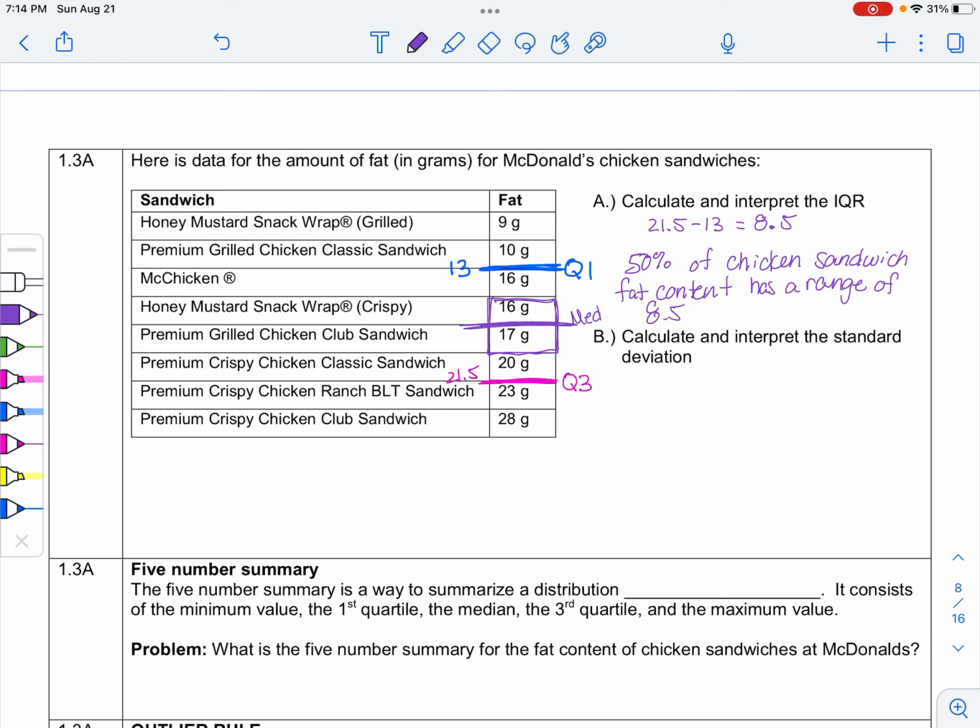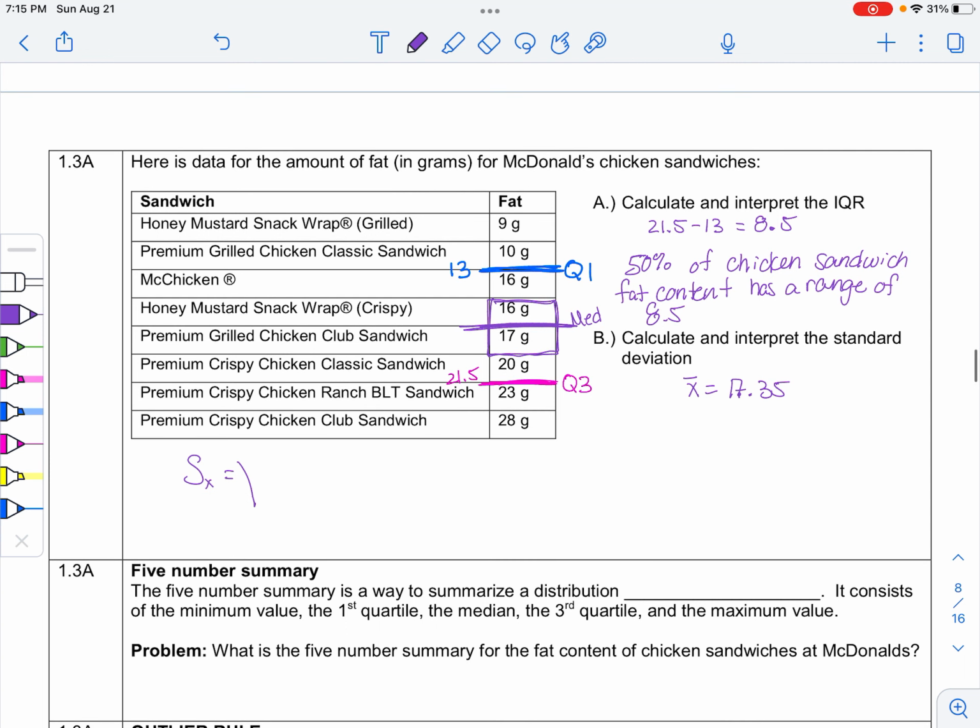So if we're going to go ahead and calculate the standard deviation, we found in the prior problem that our x bar, our mean, was 17.35. So to calculate the standard deviation, it is the big square root, and we would have 9. So you're going to take each of your data points, 9 minus that mean of 17.35, and you're going to square that number.